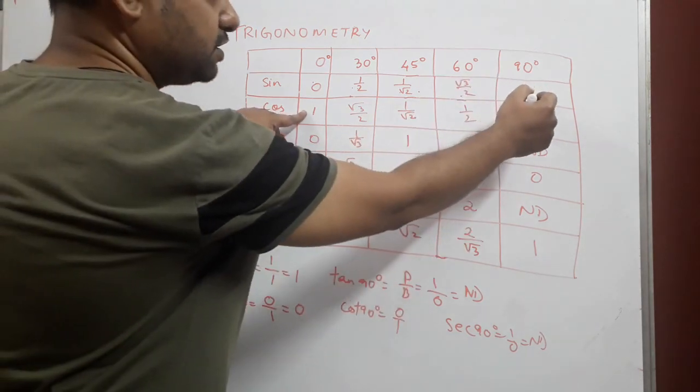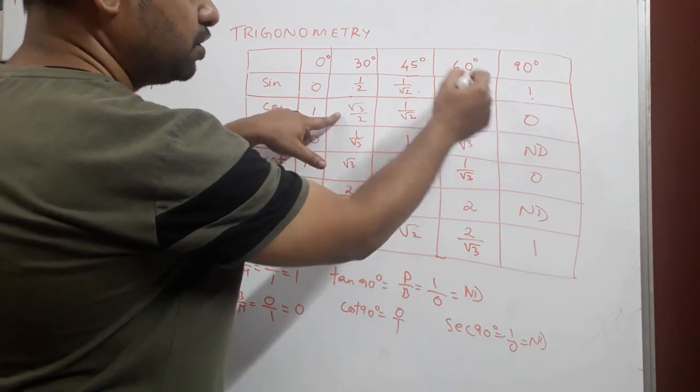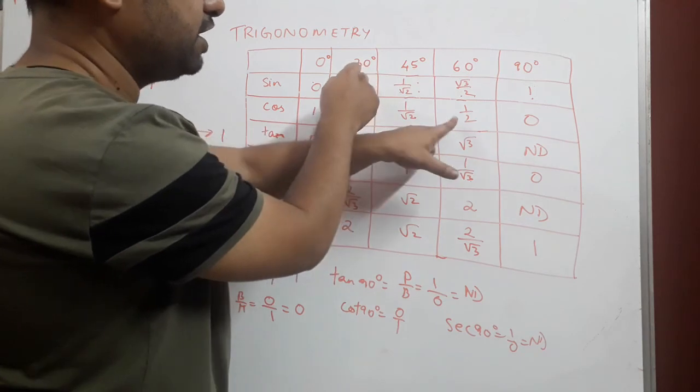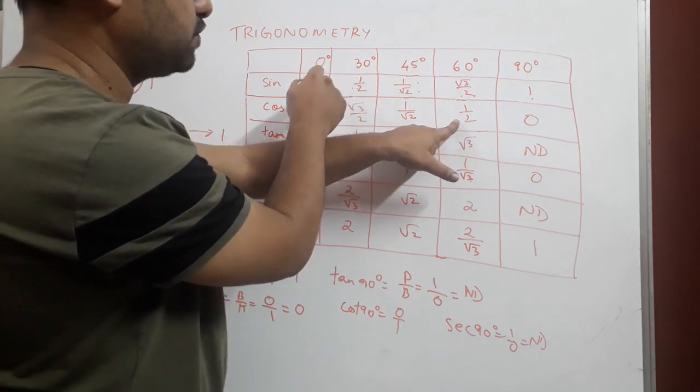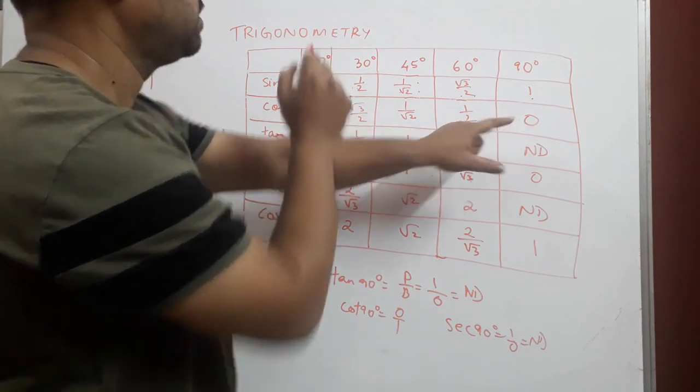So cos of 0 degrees will be 1, cos of 30 degrees will be root 3 upon 2, cos of 45 degrees will be 1 upon root 2, cos of 60 degrees will be half, and cos of 90 degrees will be 0.